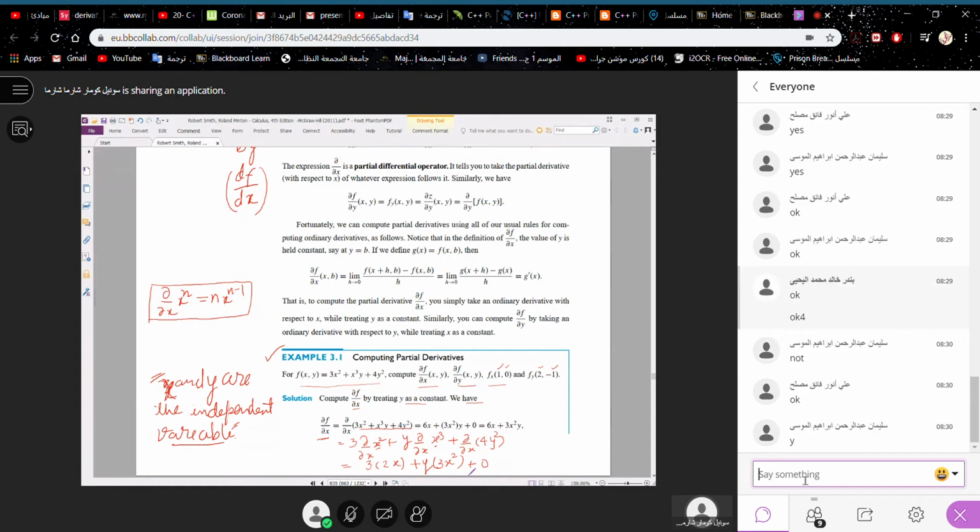Because y is a constant, you are differentiating with respect to x, then you treat y as a constant. And we know that the derivative of a constant is 0. Derivative of a constant is how much? 0. Yes, so this value is 0. So 3 into 2x is how much? 6x, and 3x square y.